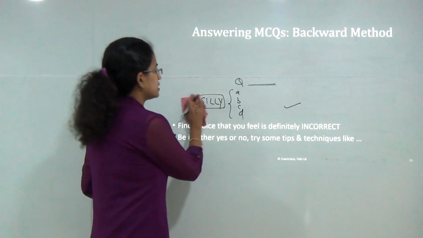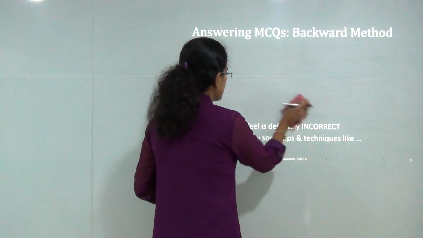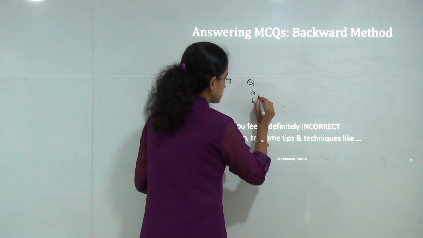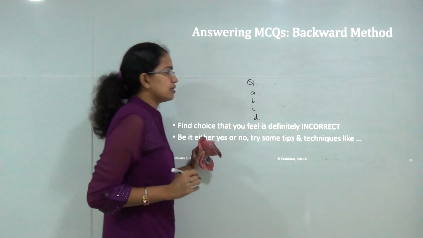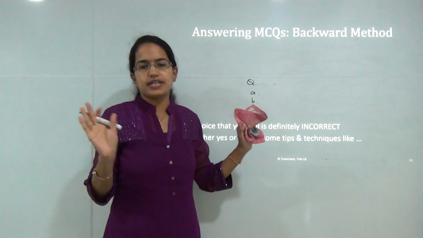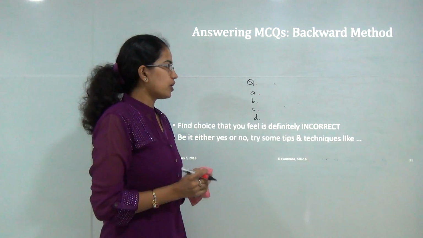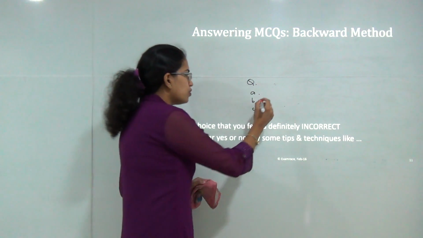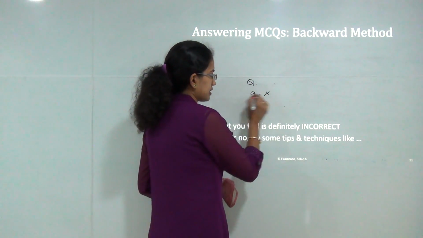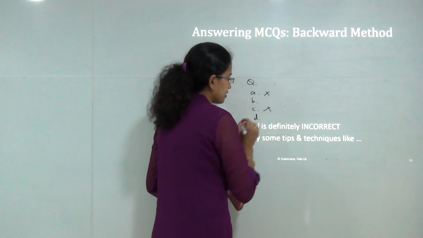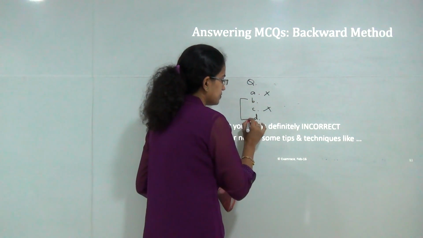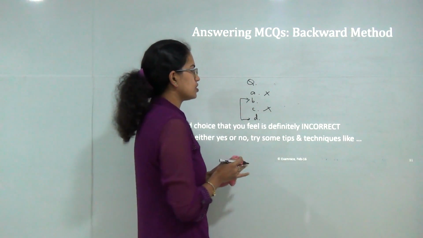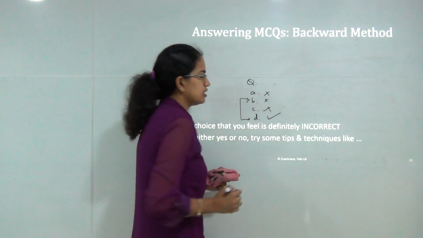Next method is the backward method. What you will do is, you have a question and you have the choices. Now for some reason, some people are not confident about the answers. So if you are not confident about the answers, go through the choices. Remove the choices that you feel are incorrect. A cannot be the answer, C cannot be the answer. So I am left with B and D. And now I guess for some reason B does not suit well, so D would be the correct answer.